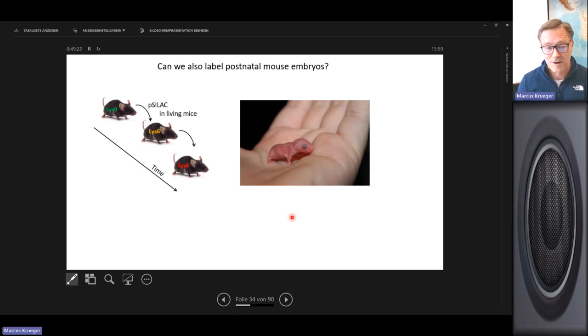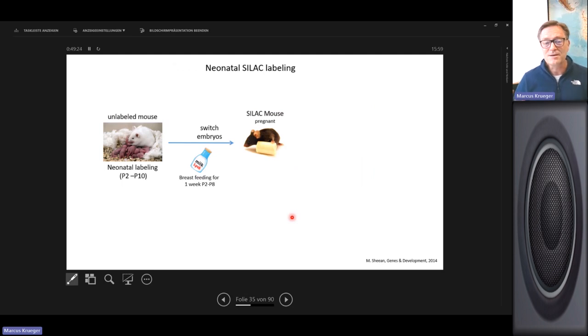I mean, we thought to. Yeah? However, what we then did is we used our non-labeled mice, and we basically take these mice away from this unlabeled mother, right? And then after 2 days, we switched to a completely SILAC mouse, which was also pregnant at the same time, to this mother here, right? So meaning we make a kind of a switch of embryos, yeah?